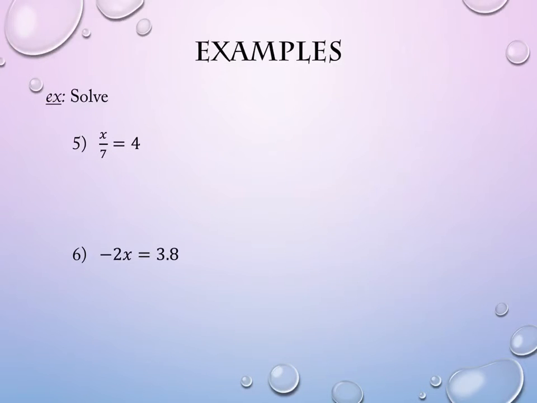How about number 5? How are the x and the 7 related on this problem? Yeah, it's division. So what is the inverse of dividing by 7? Multiplying by 7. So we will multiply both sides by 7. Now the whole point is that the 7's on the left cancel, leaving me with an x. And on the right I have 4 times 7, which is 28.